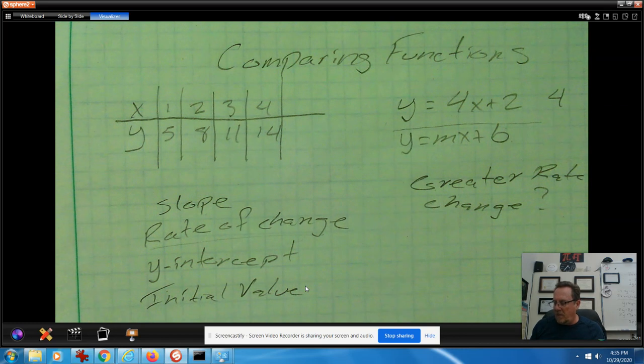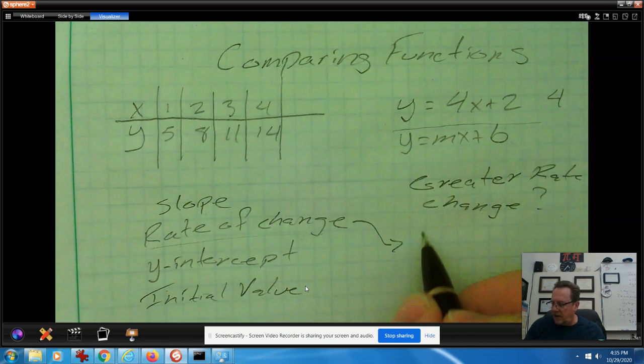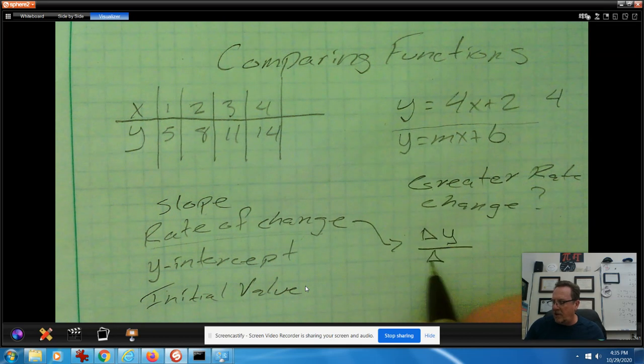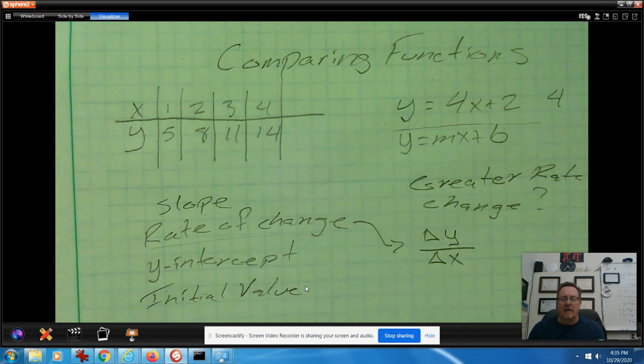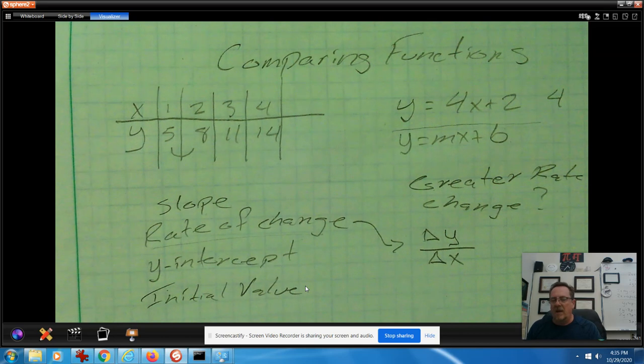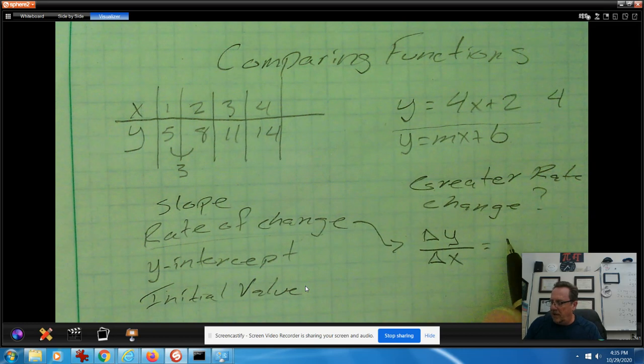Remember, our slope, a rate of change, is always found by looking at the change of the y values over the change in the x values. And so all we need to do to find our slope is to find our change of y. How do we get from 5 to 8? Well, that's a change of 3. So if I'm building this change of y over change of x fraction, I'm going to get 3 on the top. That's my change in y.